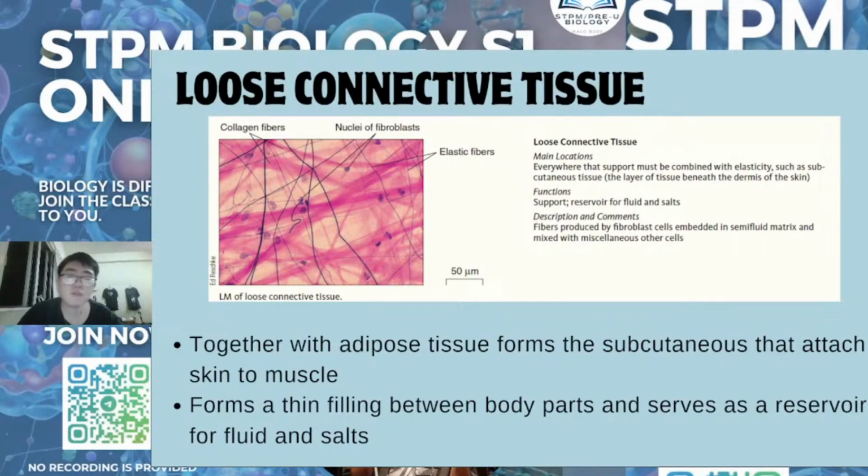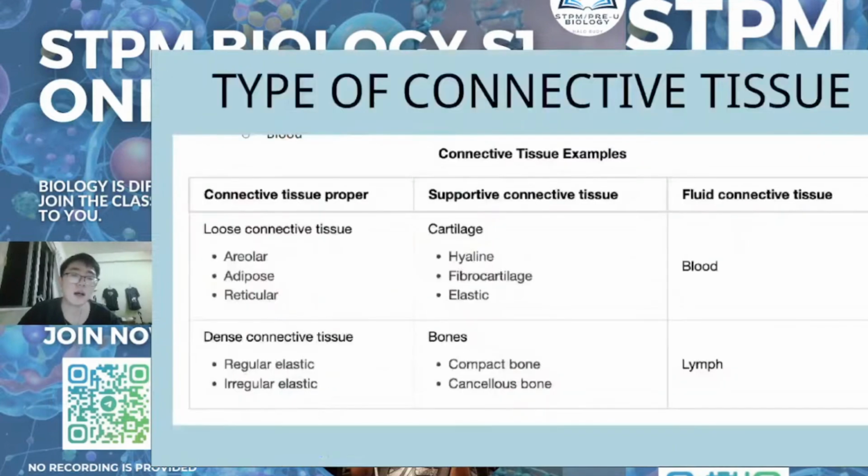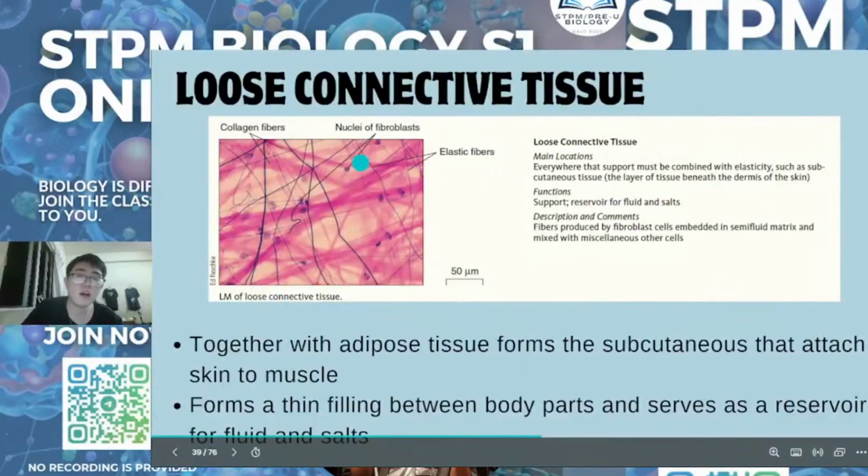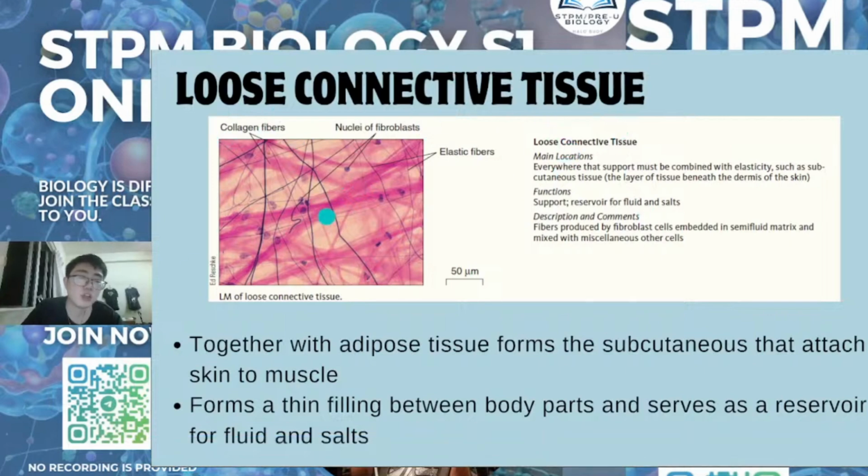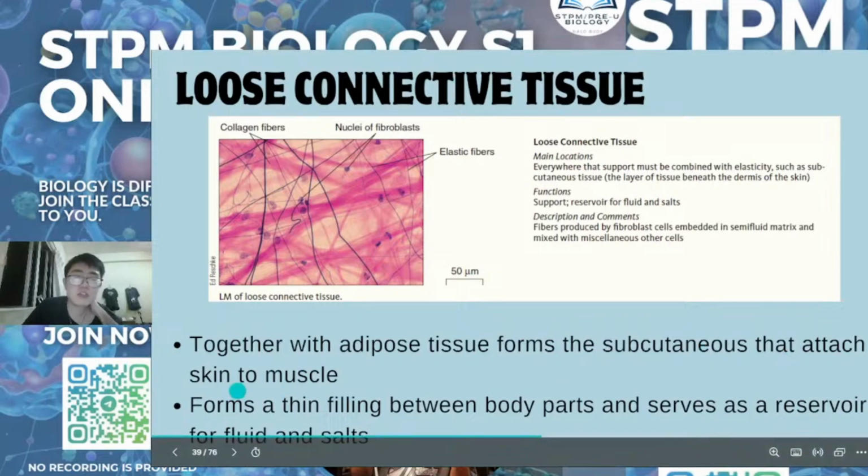So loose connective tissue normally contains these three types of tissue: areolar, adipose, and reticular. So this is just a general structure, general only. You see here, there are collagen fiber, right? There are the elastic fiber, right? And then there are the fibroblast, right? Semua yang tiga ni main component of the connective tissue. Memang dia akan ada. So this together with adipose tissue form the subcutaneous layer that attaches the skin to the muscle and forms a thin filling between body parts and serves as the reservoir for fluid and salt.